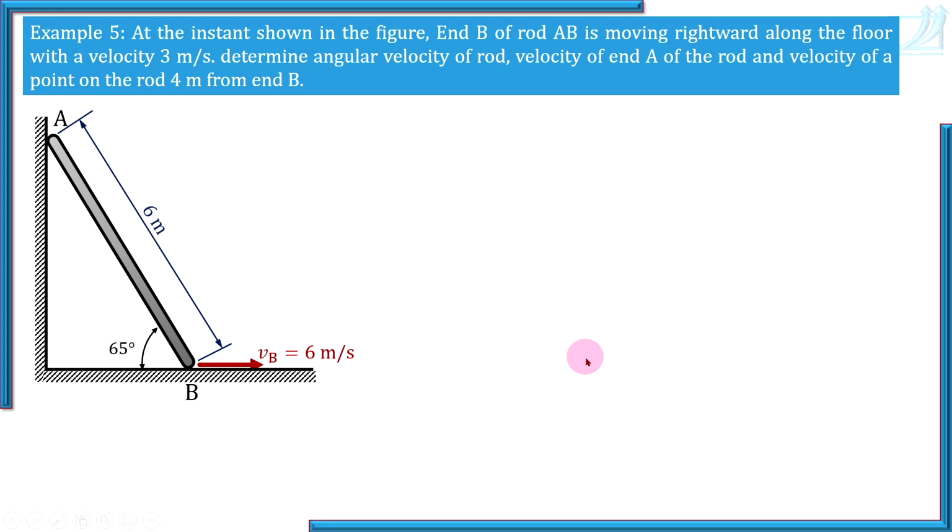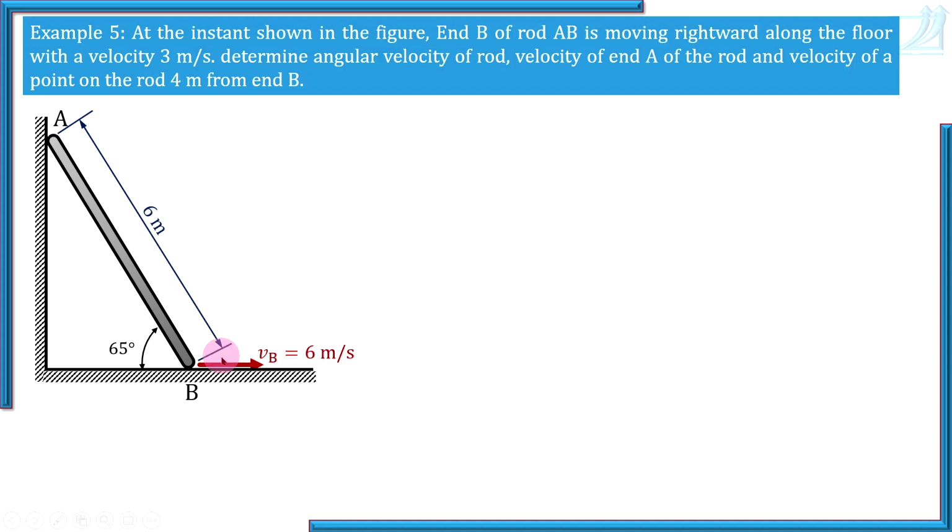Hello. Read this problem. At the instant shown in the figure, end B of rod AB is moving rightward along the floor with velocity 3 meters per second. Determine the angular velocity of the rod, the velocity of end A of the rod, and the velocity of a point on the rod 4 meters from end B.